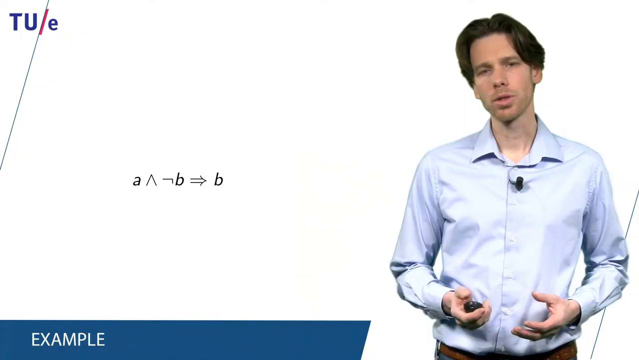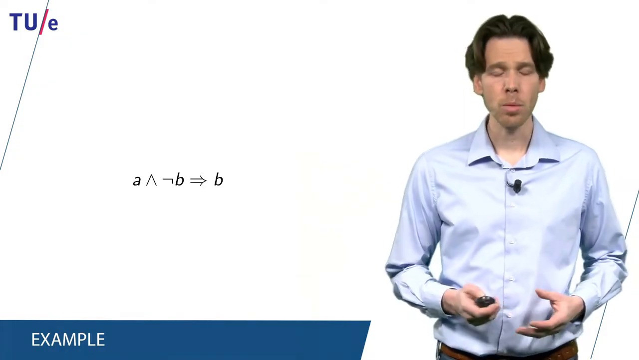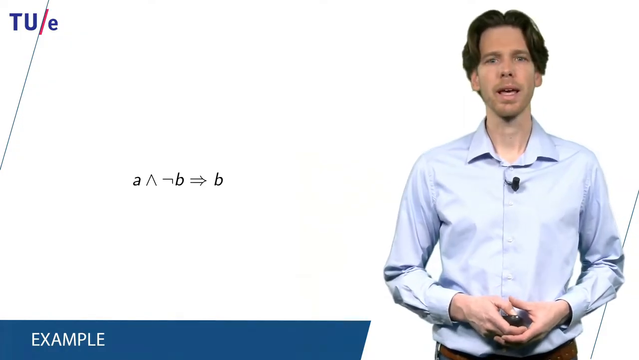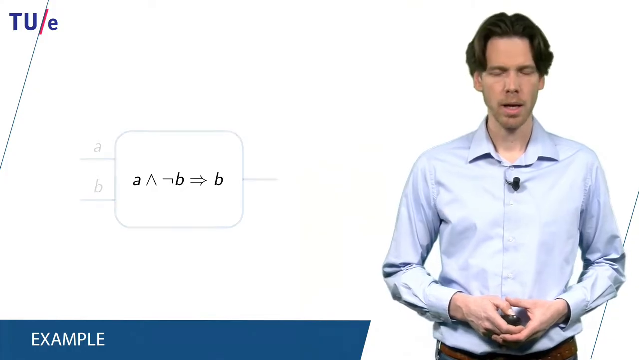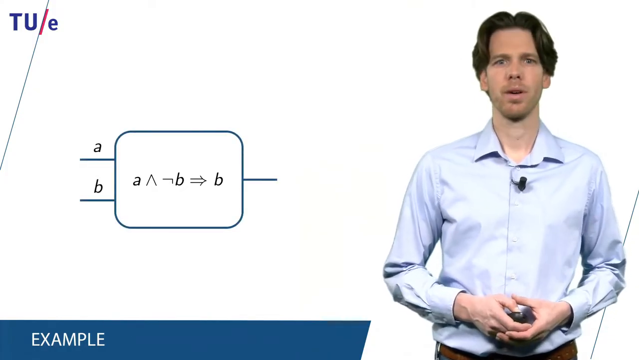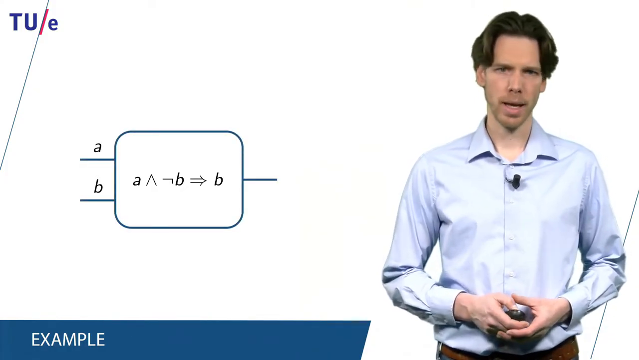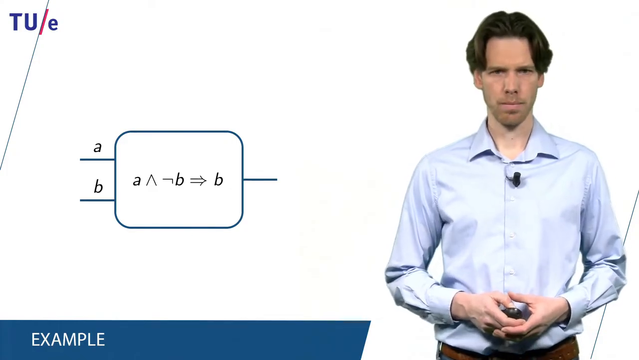In the previous lecture, we've introduced the syntax of propositional logic. In this lecture, we shall discuss its semantics. Let's first consider an example. You may think of an abstract proposition, such as A and not B implies B, as a little program for a device with two input ports, labeled A and B, and a single output port.